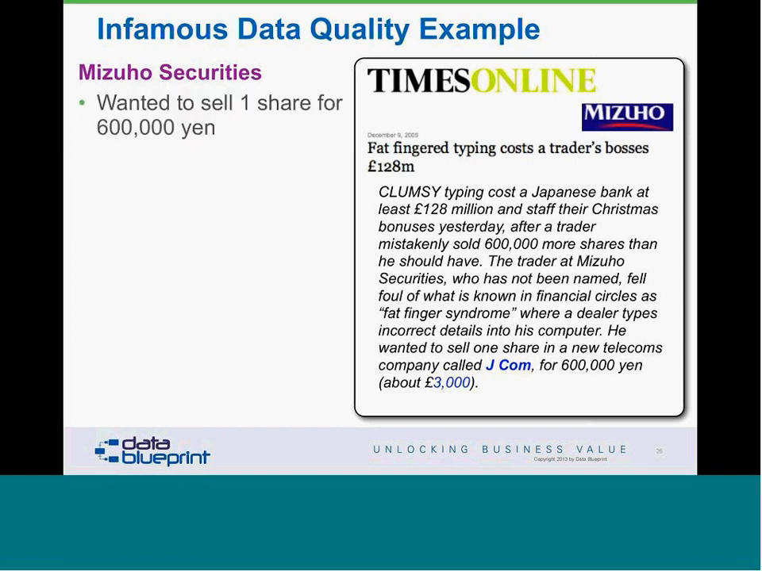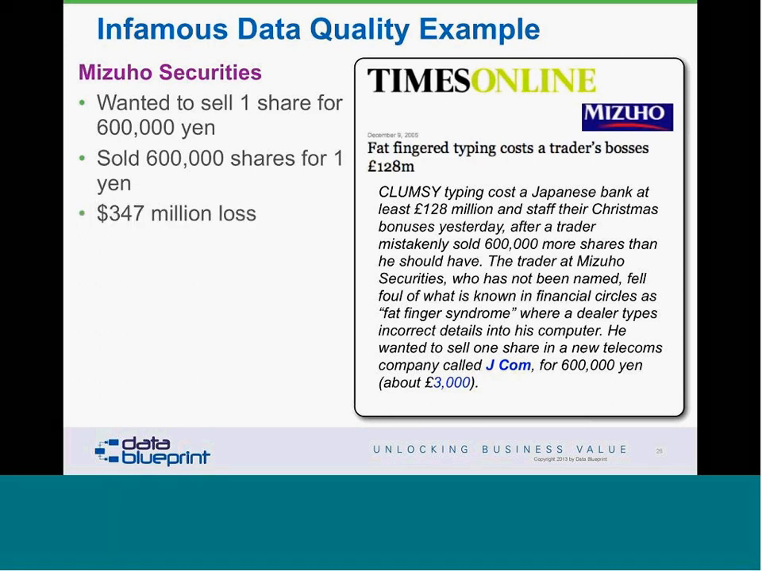They had a trader who wanted to sell one share of a company called JCOM for 600,000 yen. That was about $5,000. It's a fairly simple transaction if you're on a good day. Unfortunately, this trader sold 600,000 shares for 1 yen. A little bit of dyslexia in there. Now, that resulted in a $350 million loss.